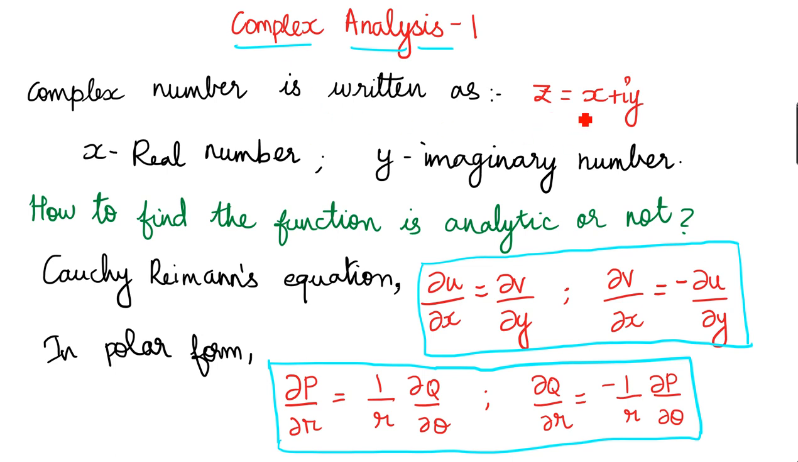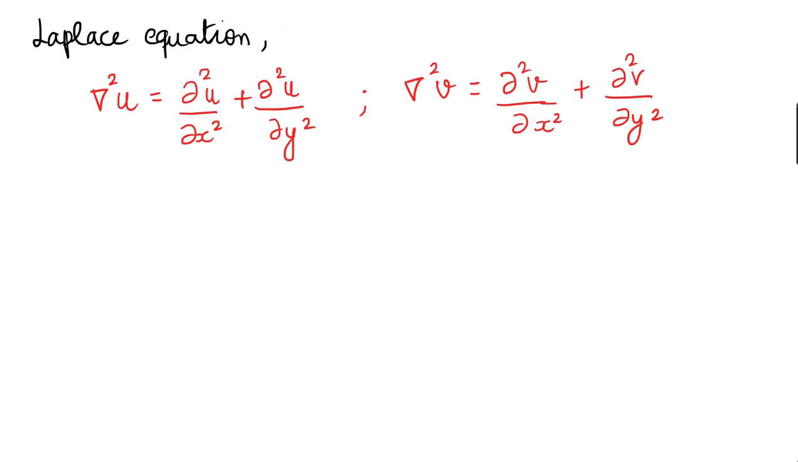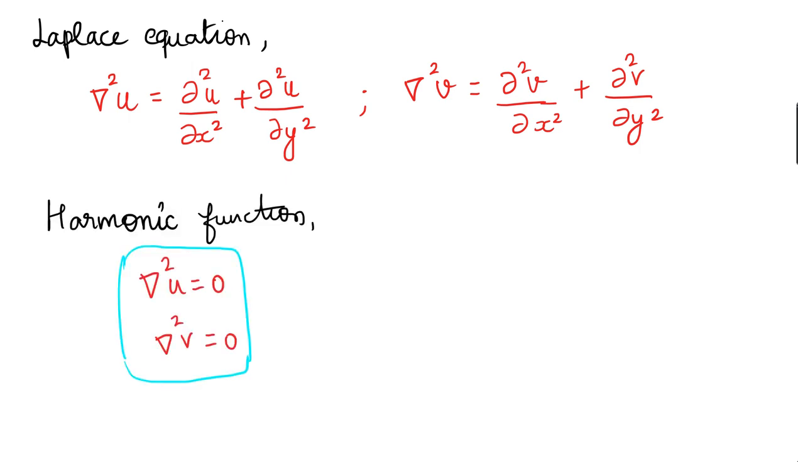First, I took z as x + iy, but in polar form, my z will be r e^{iθ}. So I get the Cauchy-Riemann equations in polar form to be this. Let us see the next formula, which is the Laplace equation. One can ask a question like, find the Laplacian of this function. The Laplace equation is given as this. And if the Laplacian is equal to 0, then that function is said to be a harmonic function.